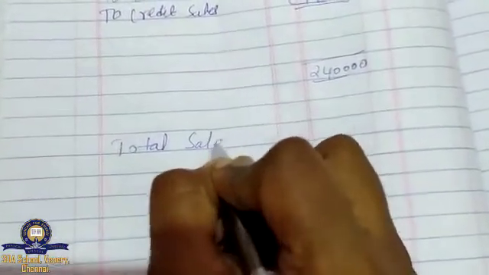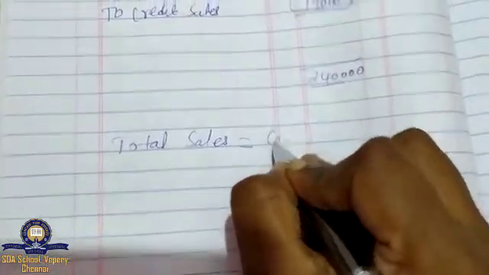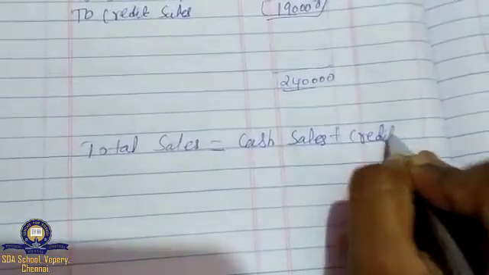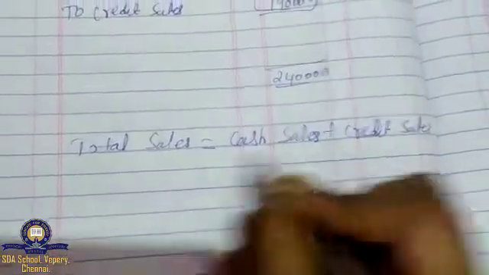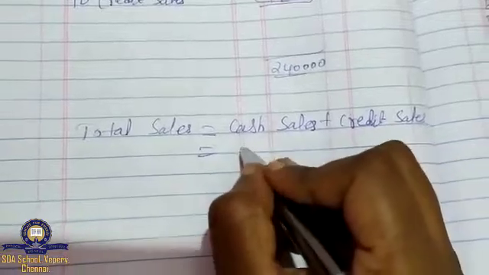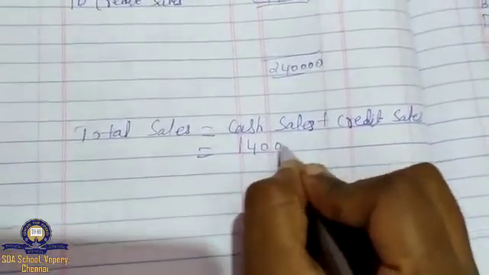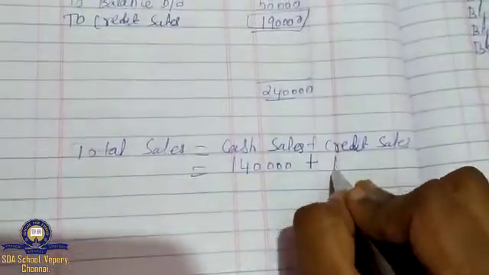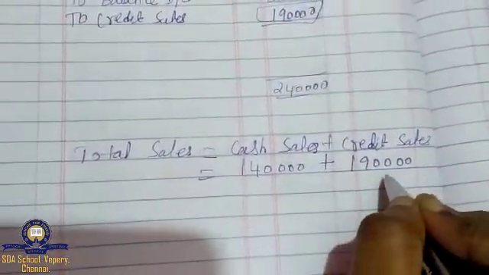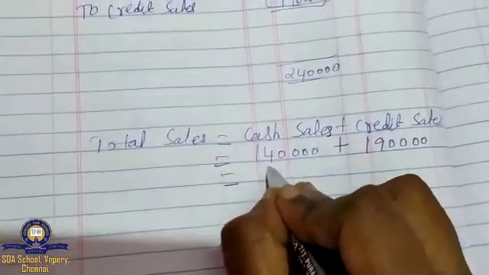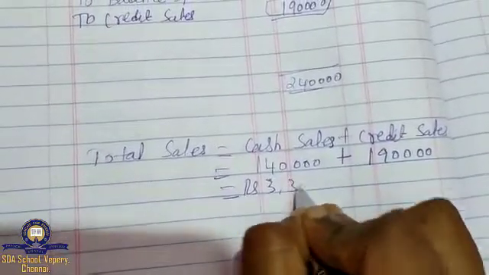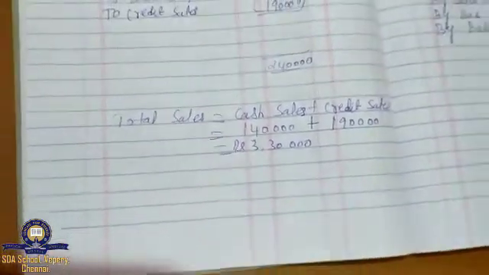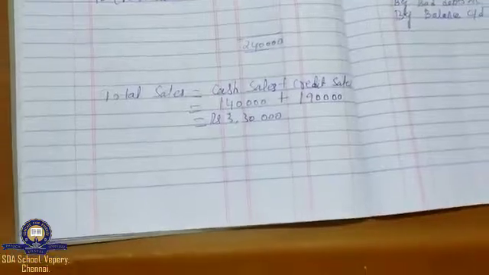Total sales is equal to cash sales plus credit sales. Okay, so the cash amount is given in the question, 1,40,000, plus credit sales we have found out, 1,90,000. So if you add, you will get rupees 3,30,000. So this is how we have to find out the total sales account.